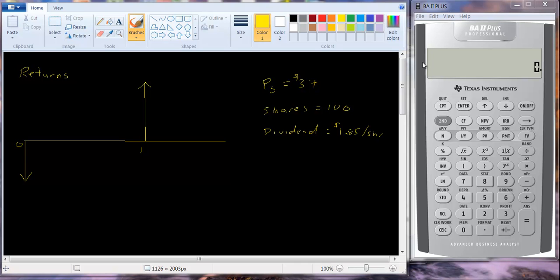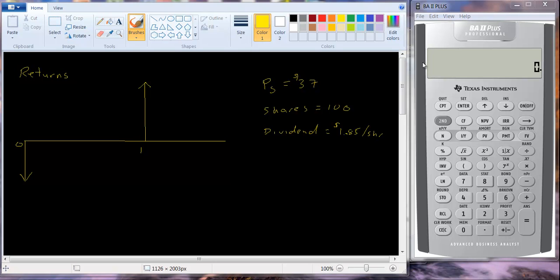In order to discuss historical returns, we need to take a look and define what returns are. So let's look at the following example. Suppose you buy a stock that's selling for $37 a share, and you buy 100 shares of the stock. And let's also assume that you receive a dividend of $1.85 per share.